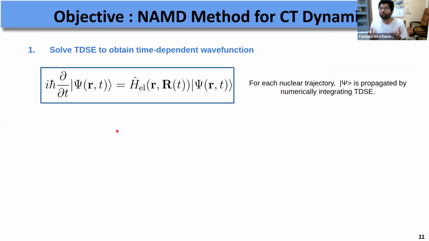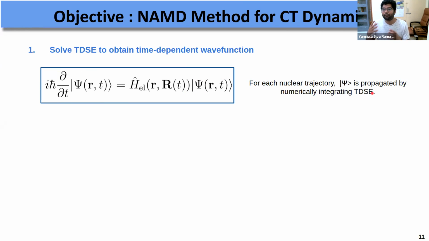As mentioned, our aim is to simulate the charge transfer dynamics. In order to do that, first we need to solve the time-dependent Schrodinger equation to obtain the time-dependent wave function, which is psi of r comma t. Here we are using the time-dependent electronic Schrodinger equation to obtain this psi of r comma t, and we will be numerically integrating it.